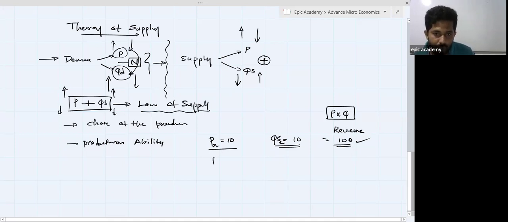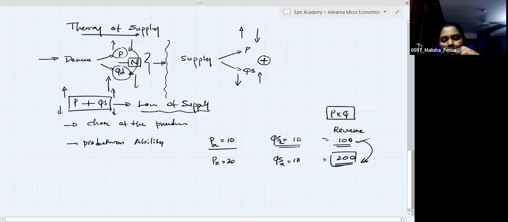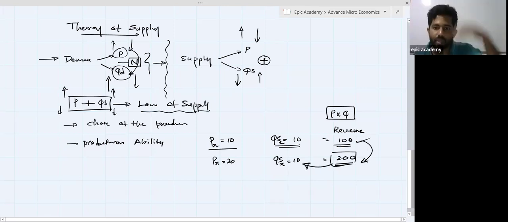Now consider the price of the X commodity is 20. The same quantity you are going to produce, 10. Then the revenue will double. After doubling the revenue, what will happen to your production ability? It increases. So it encourages the producer to increase the production. That is why there is a positive relationship.